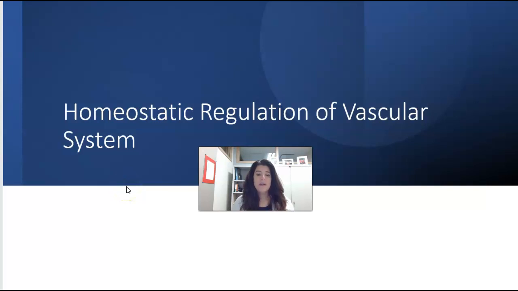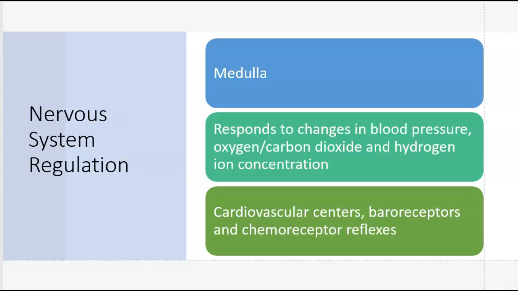Good morning. This lecture video is going to go over quickly the homeostatic regulation of the vascular system. So what are some things that are going to control our blood pressure, our vasoconstriction, venoconstriction, those types of things. There are two different ways in which the vascular information is going to be controlled. One is by the nervous system, and one will be by the endocrine system.